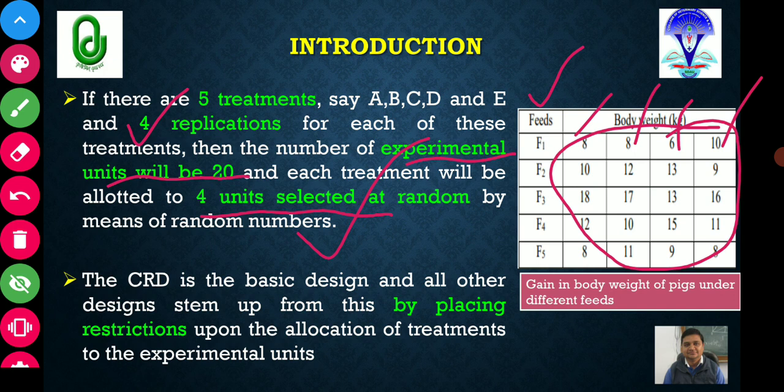The CRD is the basic design, and all other designs stem from this by placing restrictions upon the allocation of treatments. To understand any design of experiment, you have to remember CRD, because CRD is basic to all. The way we place treatments on the experimental units will change in other advanced designs, where we put some restriction on how we place treatments on the animals or any experimental unit. So everything depends on the way of placement of treatments or the number of replications, and on that basis different types of designs of experiments are there.